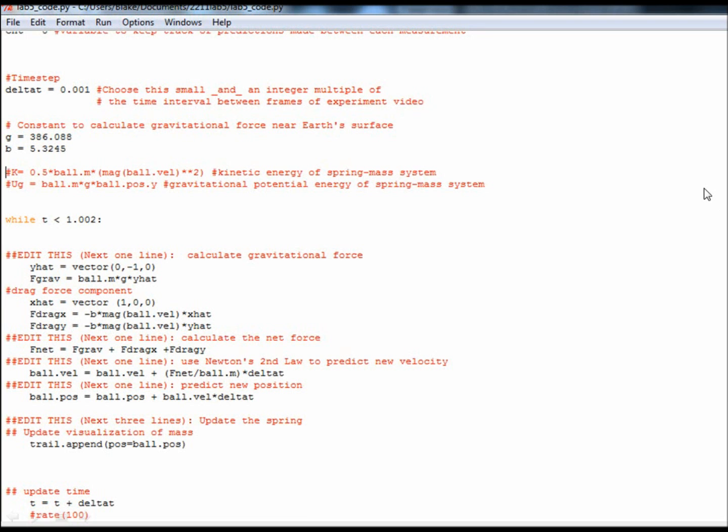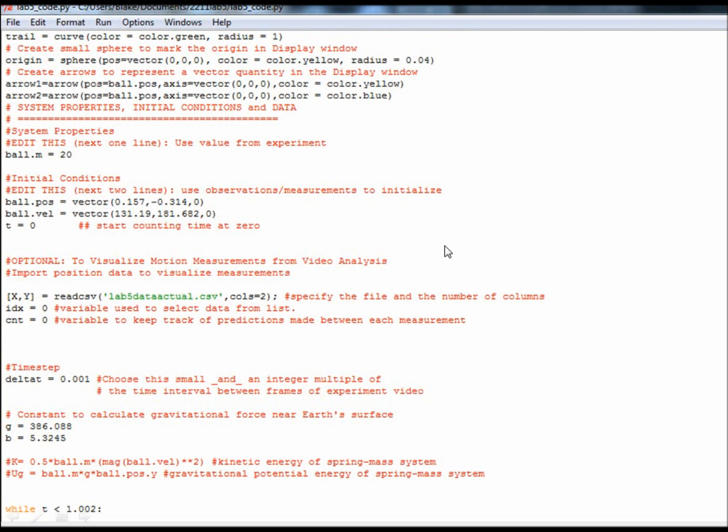Once I had all the initial conditions in place, I used the momentum principle, as seen here, to model the motion. Right in here: the fnet, ball.vel, and ball.pos.